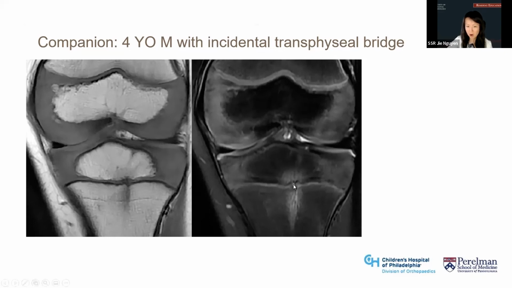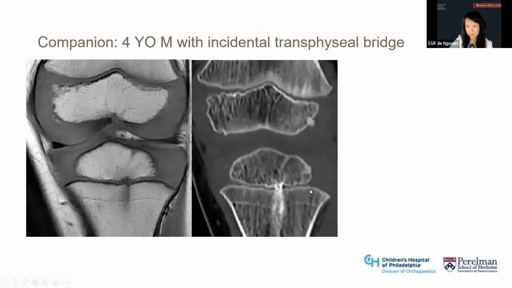In contrast, this is a companion case of a 4-year-old male with an incidental transphyseal bridge right here. And remember, these MRI images are 3 millimeter, right? So this is pretty small, probably about 3 millimeters or so. It's causing a lot of edema because it's causing focal rigidity in that area. The surgeon did not believe us, so still wanted the CT, and we have a nice CT showing that this area is mineralized and therefore is bone.